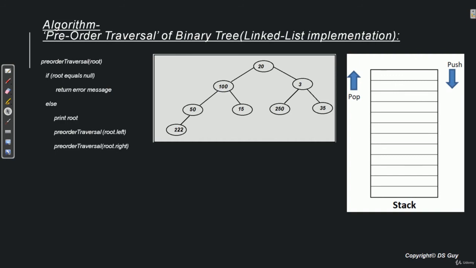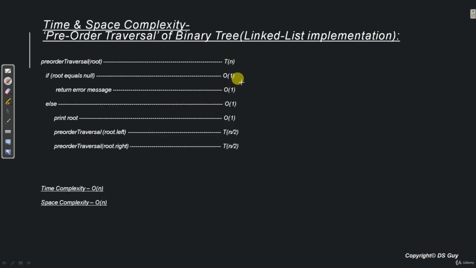Now let's see what is the time and space complexity of this algorithm. Checking if the root equals null or not is a constant time operation. Returning an error message is a constant time operation. Else is a constant time operation. Printing root's value is a constant time operation. But here we have a small challenge.